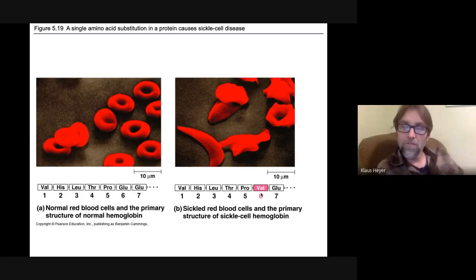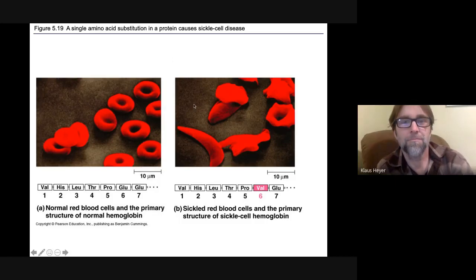All right, and that's enough to change the shape of it significantly. And what does that mean? Well, one, these aren't going to carry oxygen that well, and two, not giving you the full look of what I'm feeling, because it's going to be corded.